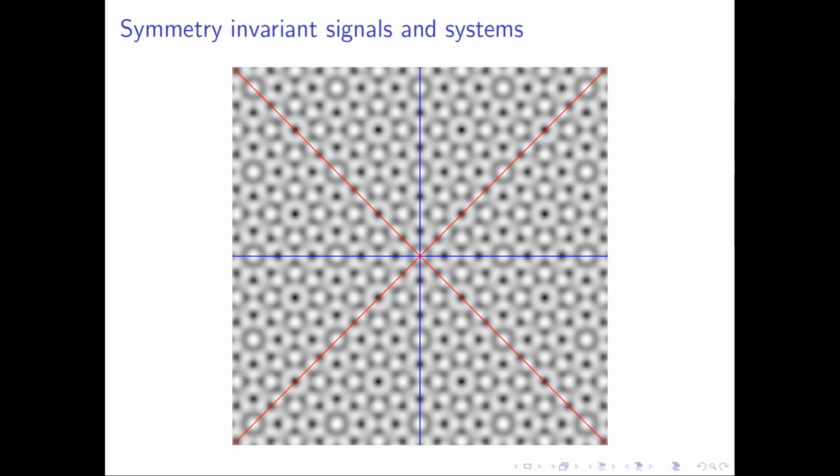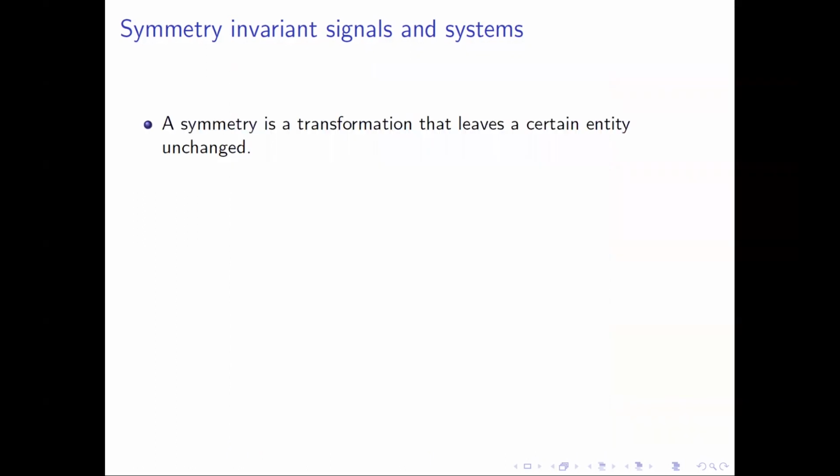The case of periodic signals leads to an extension of the multidimensional discrete Fourier transform to more general lattices. A symmetry is a transformation that leaves some entity or object unchanged. For example, a rotation by 90 degrees of a square leaves it unchanged.